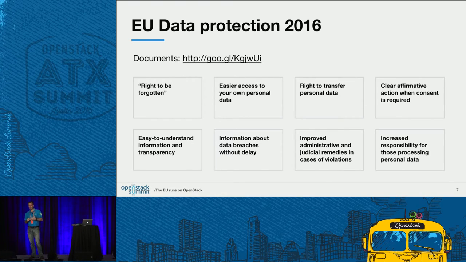A clear affirmative action when consent is required. A citizen must be clearly aware of what he or she is doing when bringing his or her data to a provider. The information must be very clear and transparent. When I give you clearance and allow you to manage my data, I must be very well informed. And I must be informed if the provider has been breached somehow, hacked somehow. I have 36 to 72 hours to be informed by the provider.